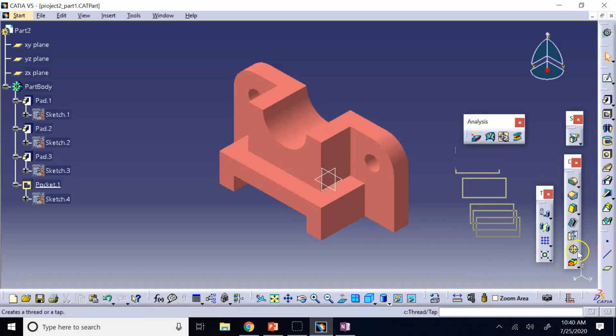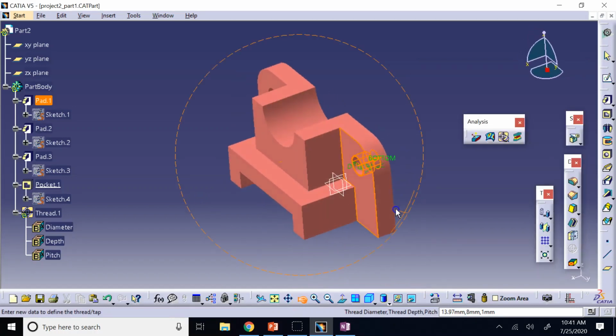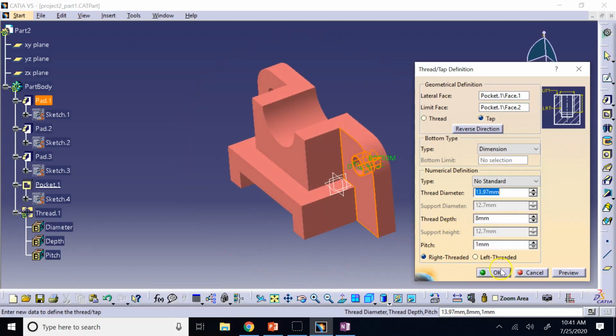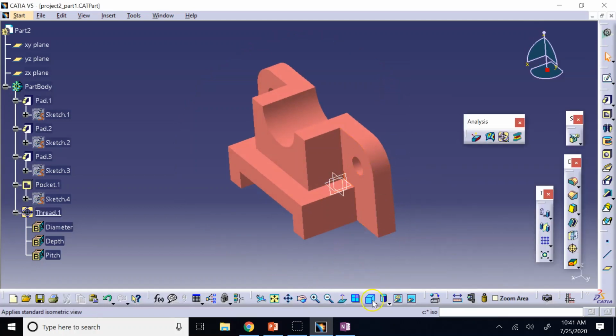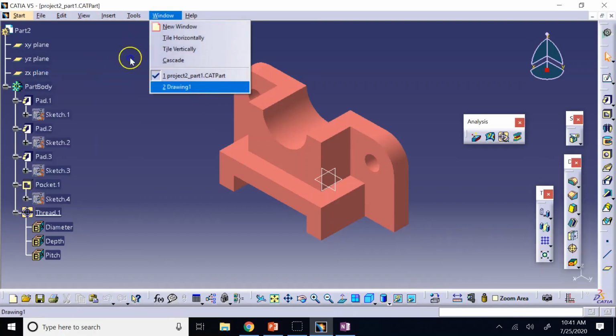So if I click on the thread command, say I want to thread this hole, it says what is your limit face, I say this much, and then it says thread diameter is determined automatically. And then the depth of the thread, let's say 8 units. So I'm not gonna thread it all the way back, and pitch is 1 mil, that's good enough. So I added a thread to this, although it's a cosmetic thread, but I made the thread on this one and not on the other one. And I save it, and now I go back to my drafting.